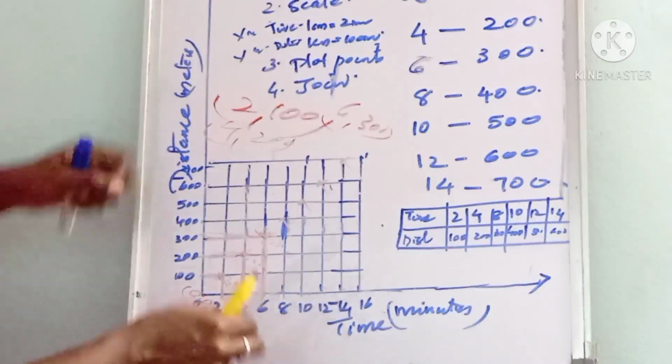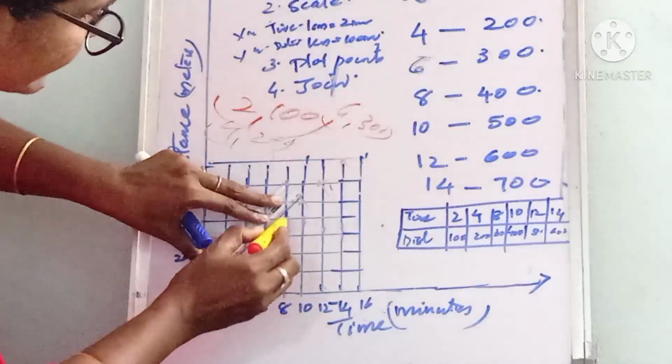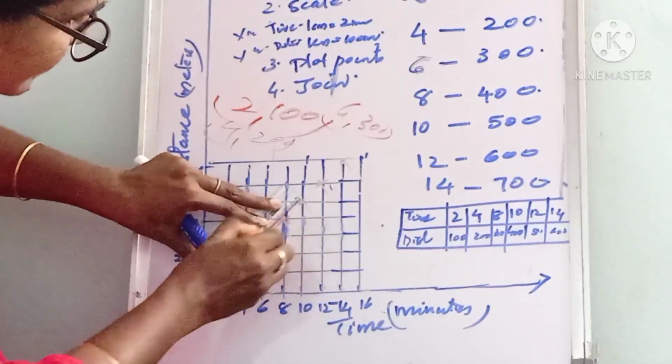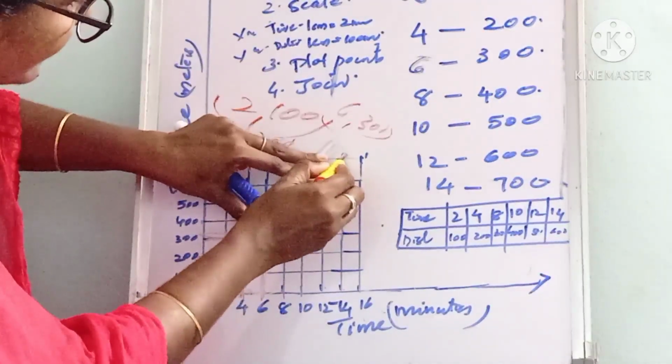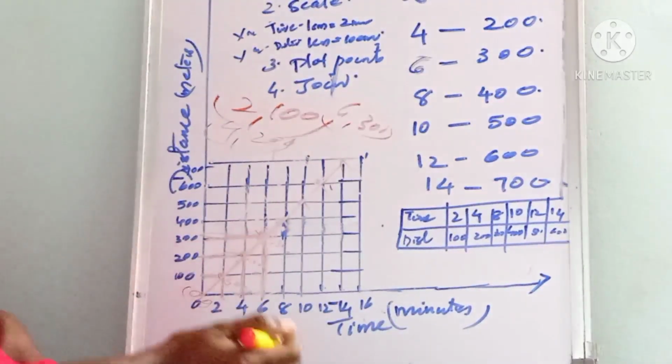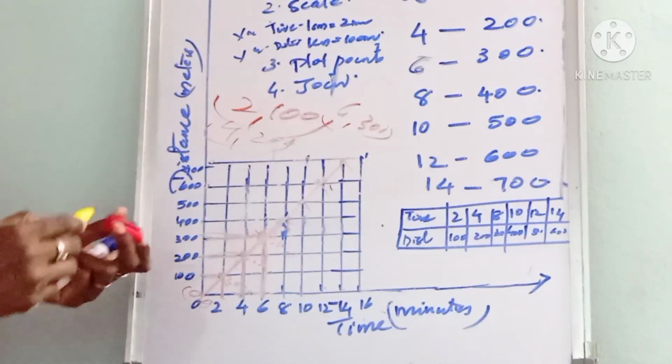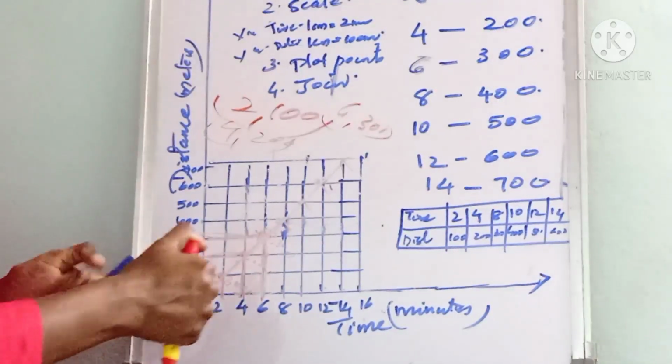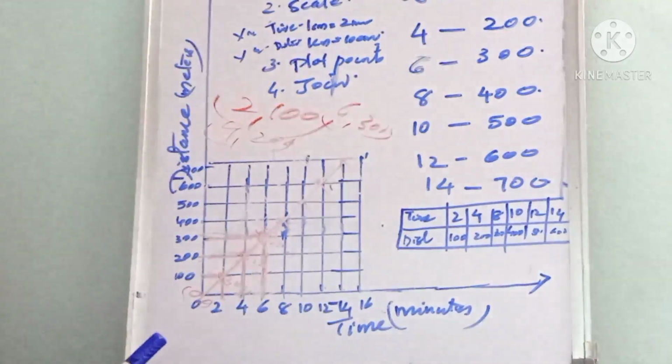Then next we have to join all these points. So we got a straight line here. This is the way to draw a graph that represents the motion of an object.